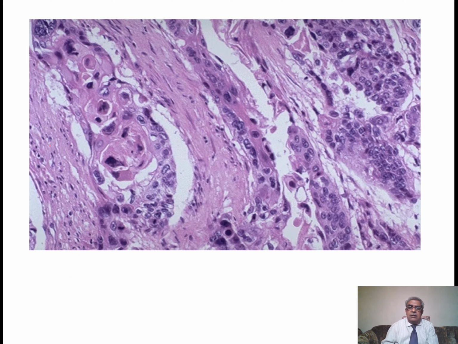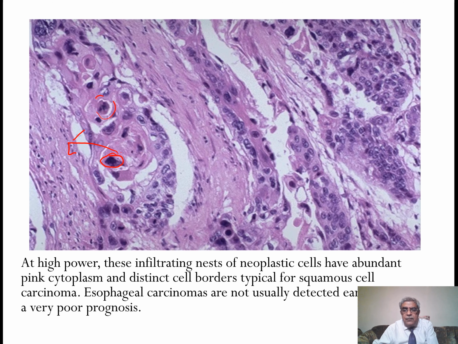Look at the histological features: tumor pleomorphism, eosinophilic cytoplasm, pleomorphic nuclei, and you can also see infiltrating nests of neoplastic cells having abundant pink cytoplasm and distinct cell borders, typical for squamous cell carcinoma. Esophageal carcinomas are usually not detected early and have a very poor prognosis, as I told you.